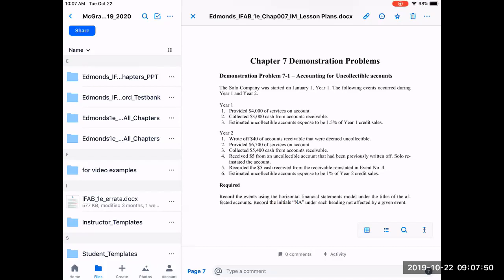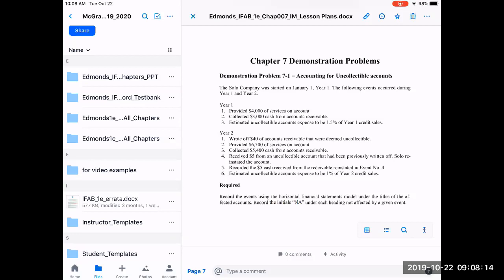So the Solo Company was started on January 1st of year one. The following events occurred during year one and year two. So for year one, we provided $4,000 of services on account. Year two, collected cash from the accounts receivable. And year three, you estimated an uncollectible accounts expense. Year two, you wrote off accounts receivable that were deemed uncollectible.